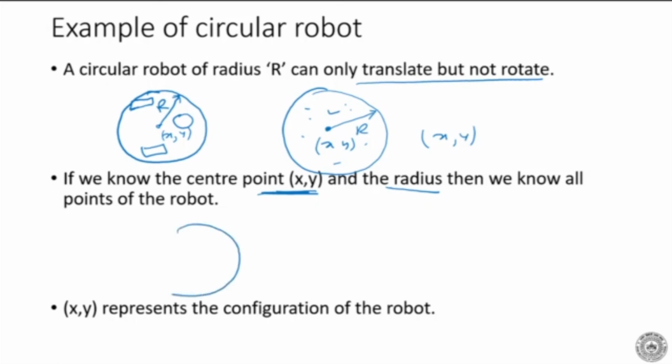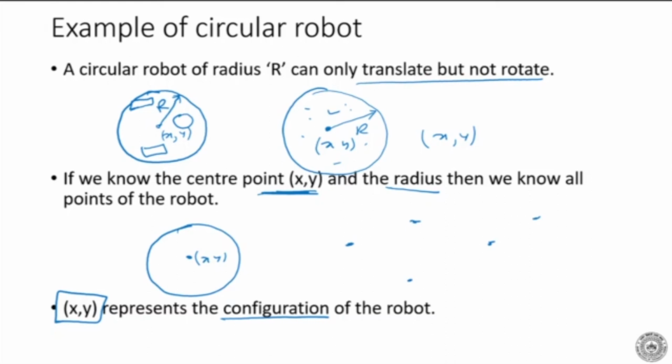So, here again I am showing XY is here. If I simply say XY is here or here or here, then I know where the robot is also because I know the radius. So, the information that is required here is the XY of the robot, and this XY represents the configuration of the robot. So, here we are using a new term, the configuration of the robot. The information required to specify all points of the robot is basically the configuration of the robot, and a collection of the configurations makes up the configuration space.